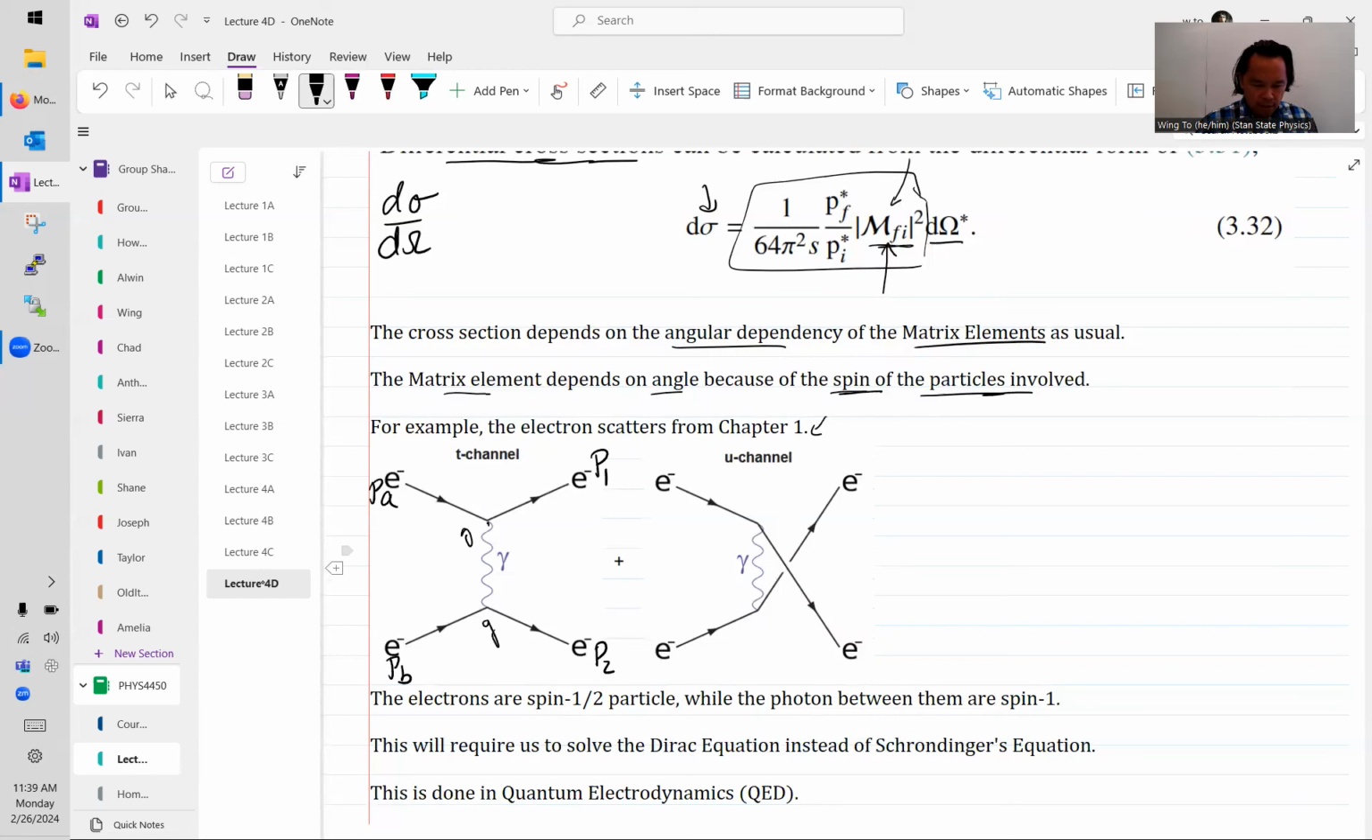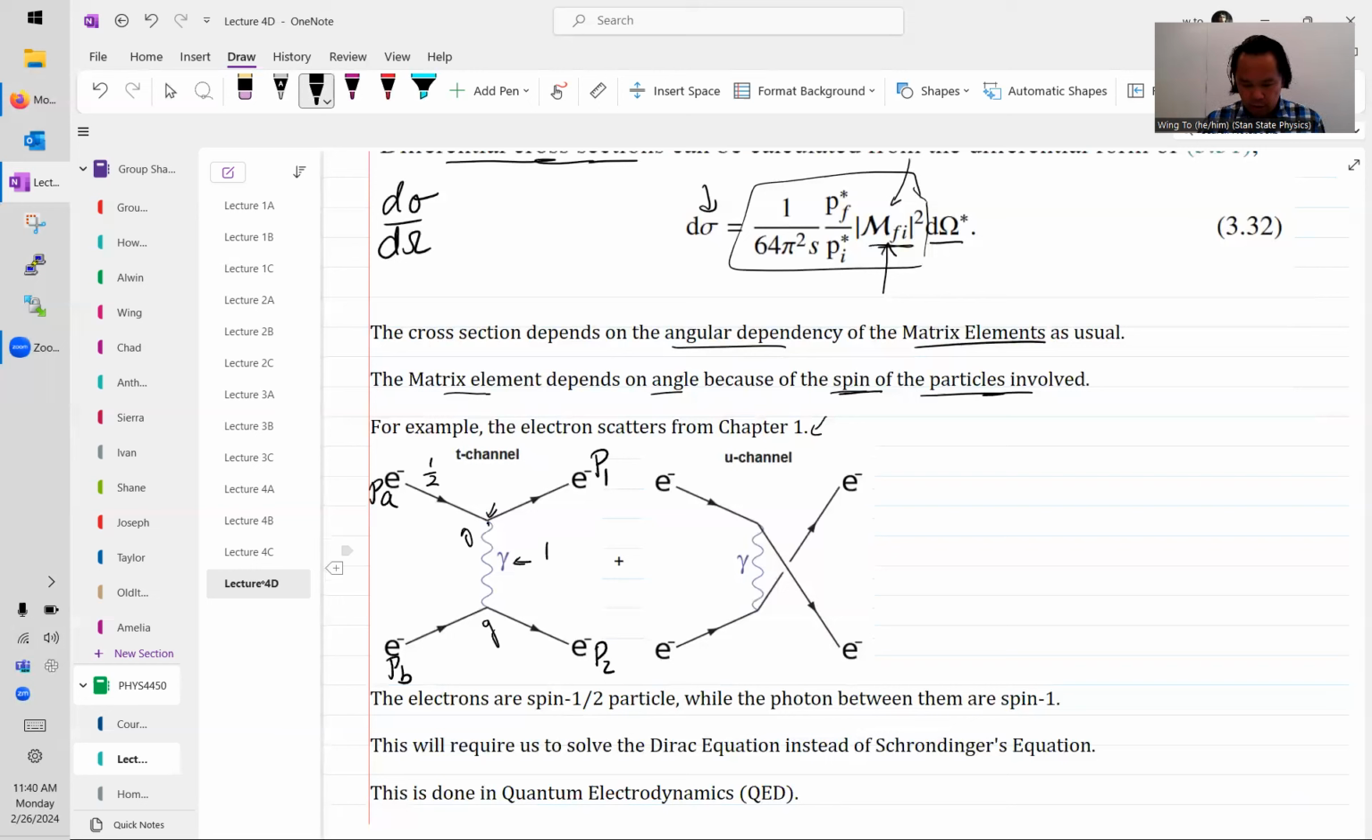Okay, but the electron has spin 1/2, and this gamma has a spin of 1. What's going to happen is that they're going to have some angular dependence in how this vertex is calculated, and we're going to find out how we can actually do that in chapter 5.